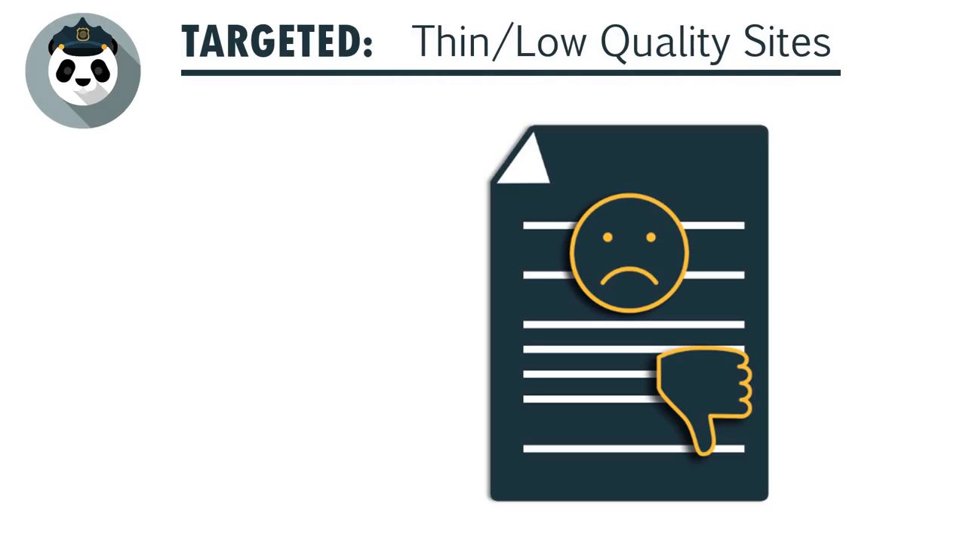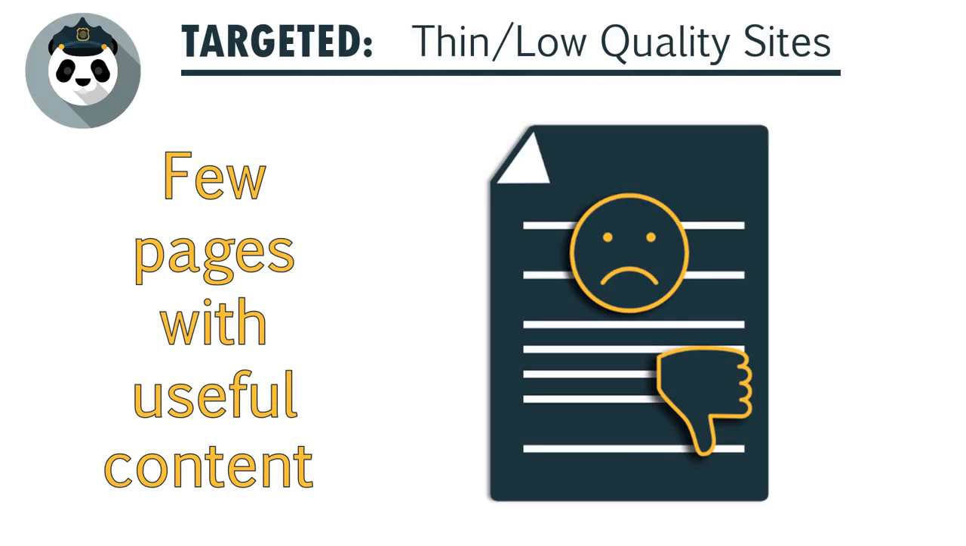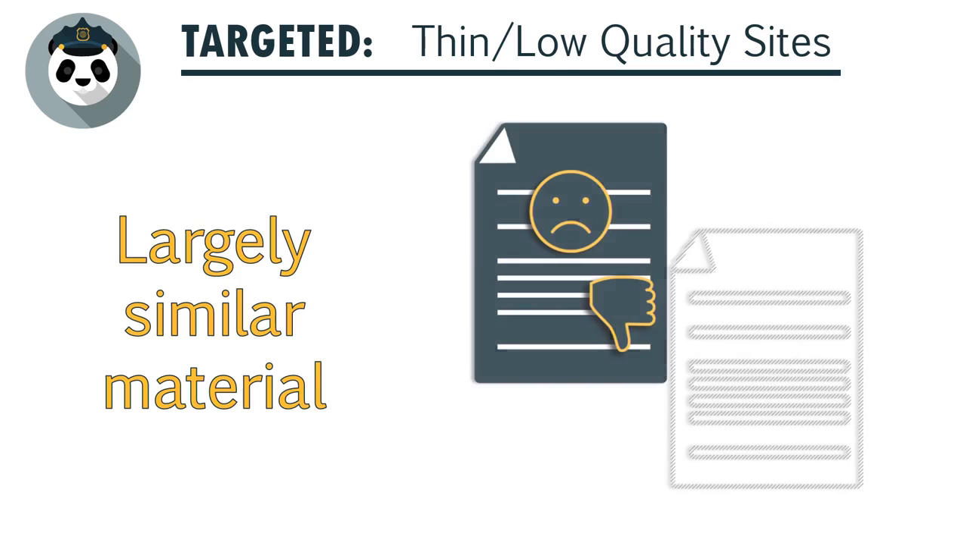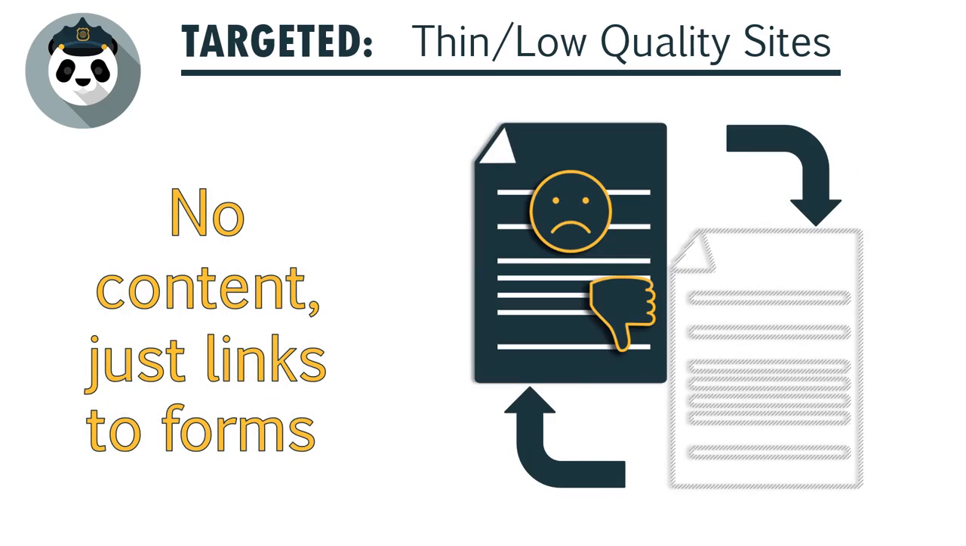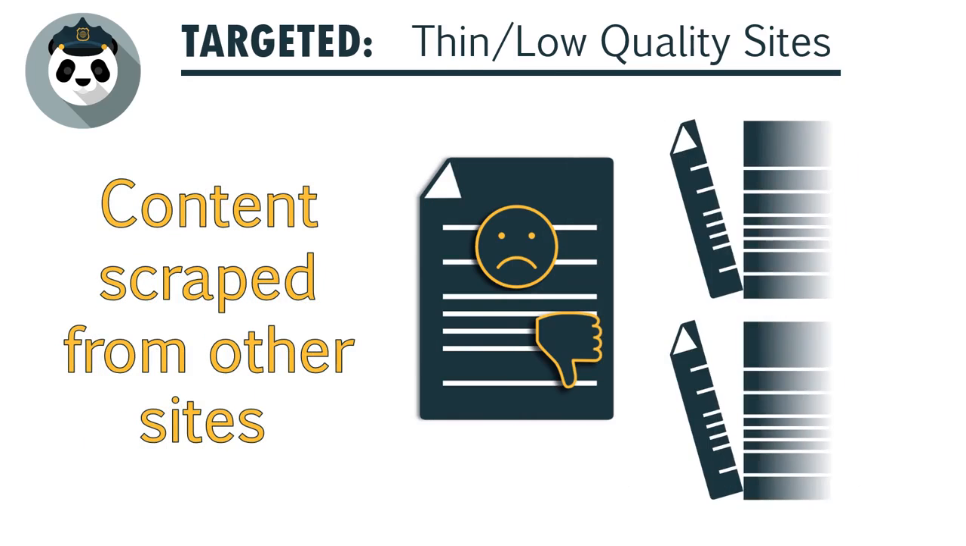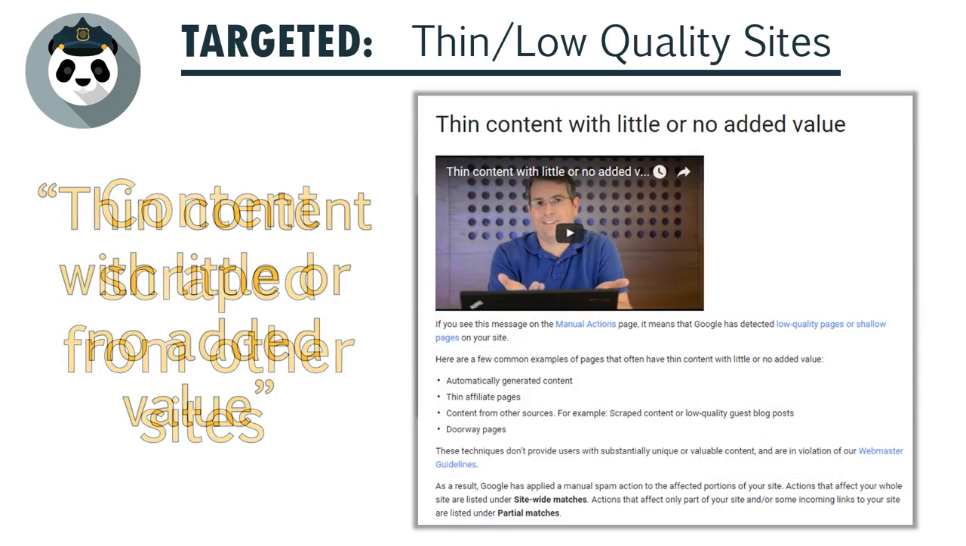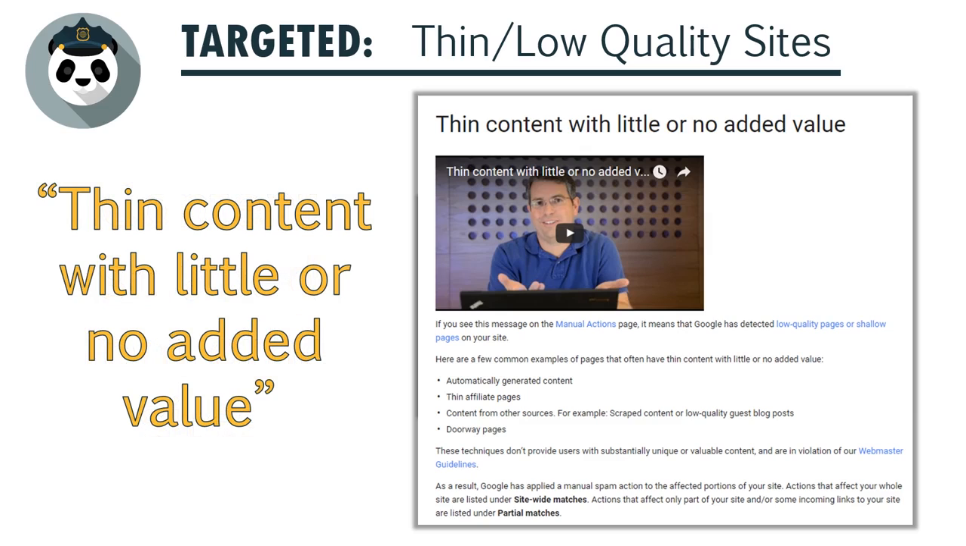What we know of Panda is that it targets low-quality or thin sites. Thin sites means that the site has very few pages that contain content useful or informative to users. This could mean that you have pages which contain largely the same content, pages with no content, pages that lead to forms, or pages where content is syndicated or scraped from other pages on the web. To get a better understanding of what Google views as thin content, read the Google support page titled Thin Content with Little or No Added Value, and watch the embedded video. I have provided a link to this resource in your study materials.